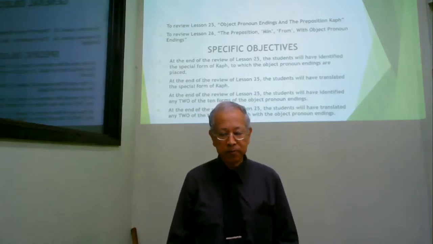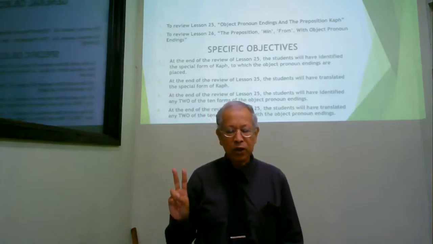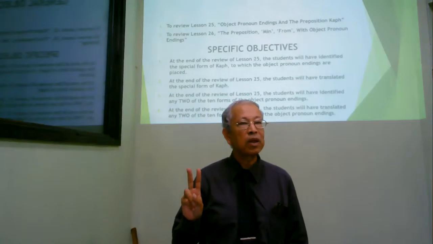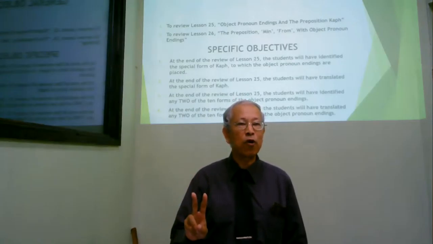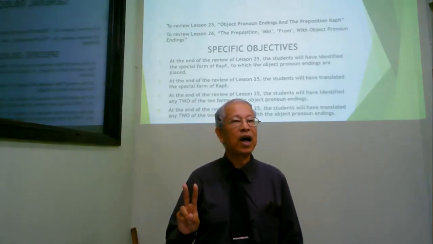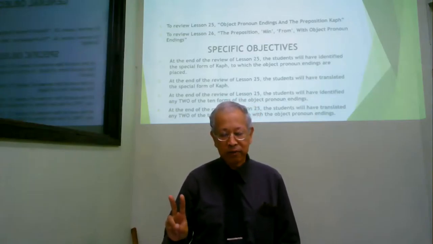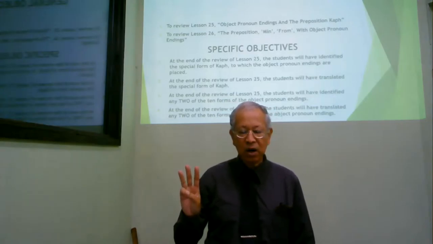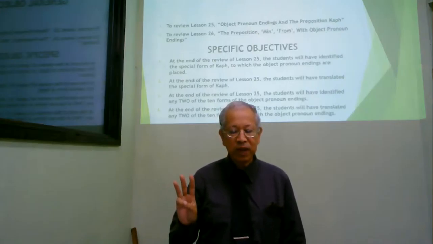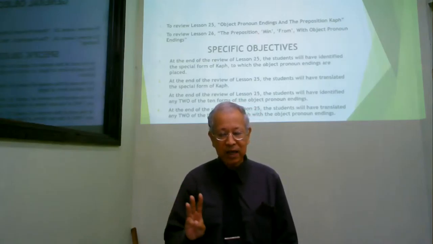More on that shortly. Number 2, at the end of the review of lesson 25, the students will have translated the special form of kaf. Kaf, whether it is in its regular form or in its special poetical form, means either as or like in English. As or like. Number 3, at the end of the review of lesson 25, the students will have identified any 2 of the 10 forms of the object pronoun endings.